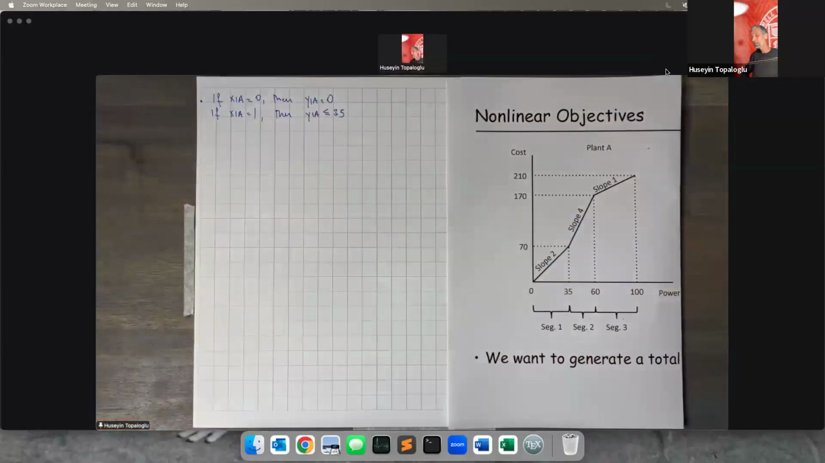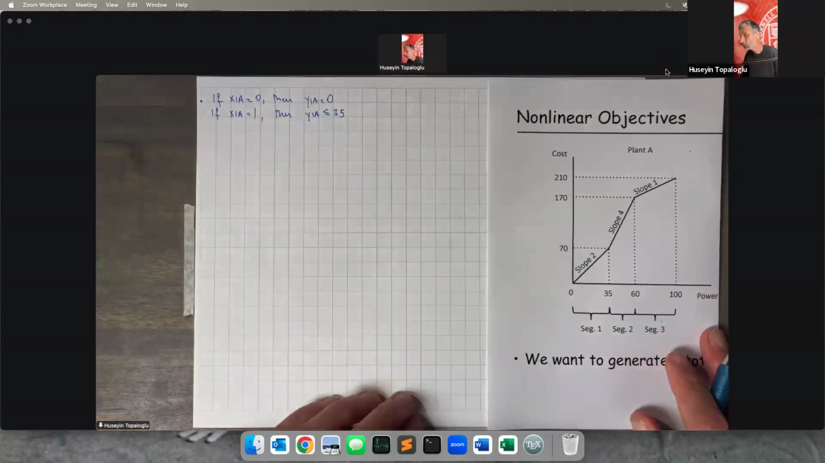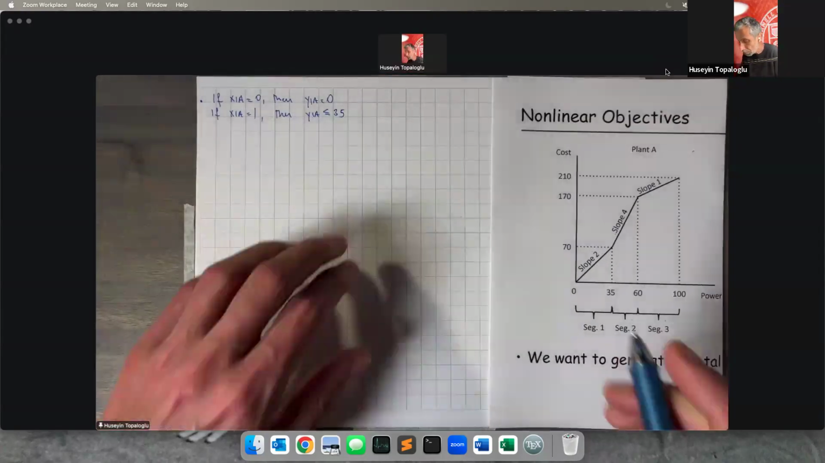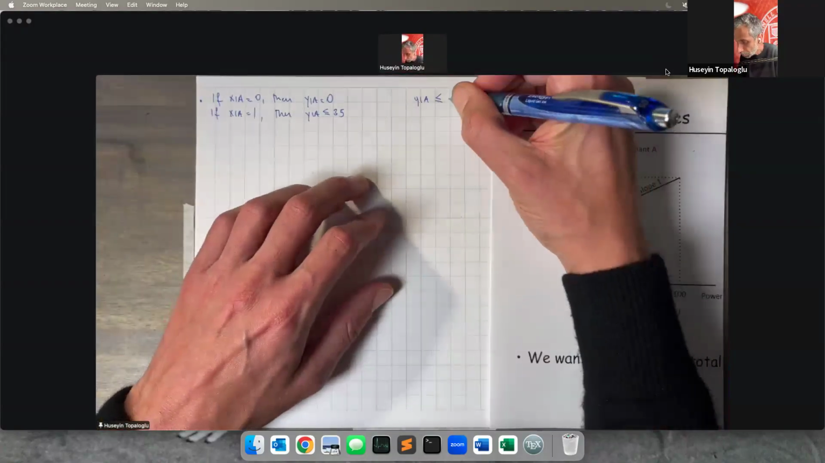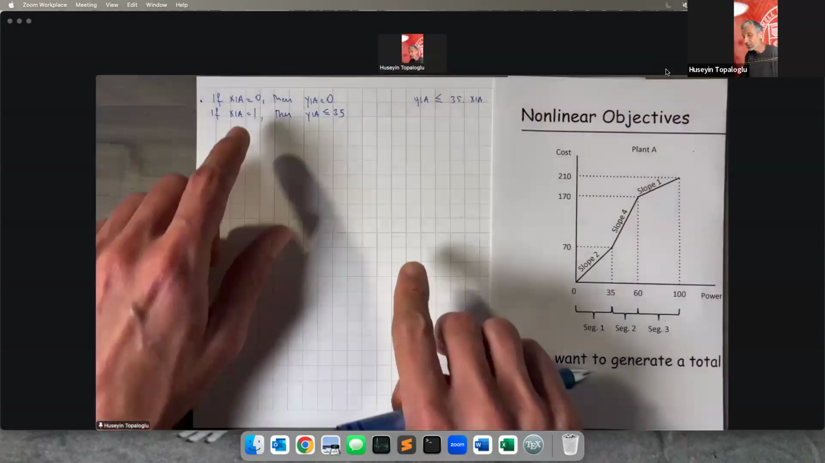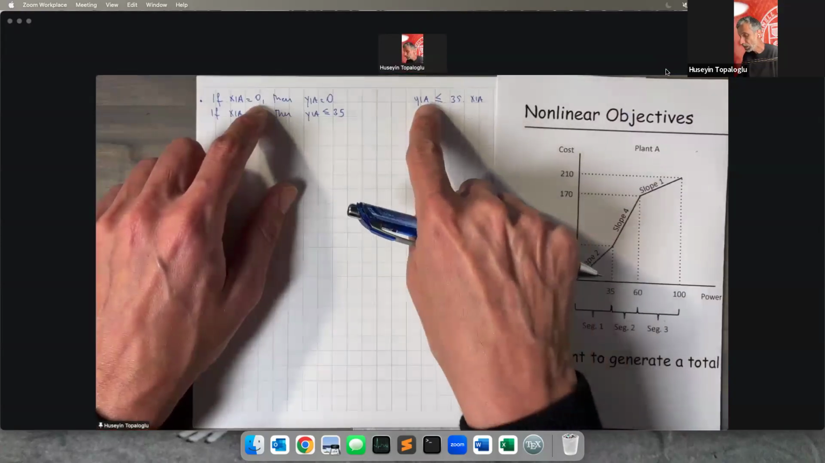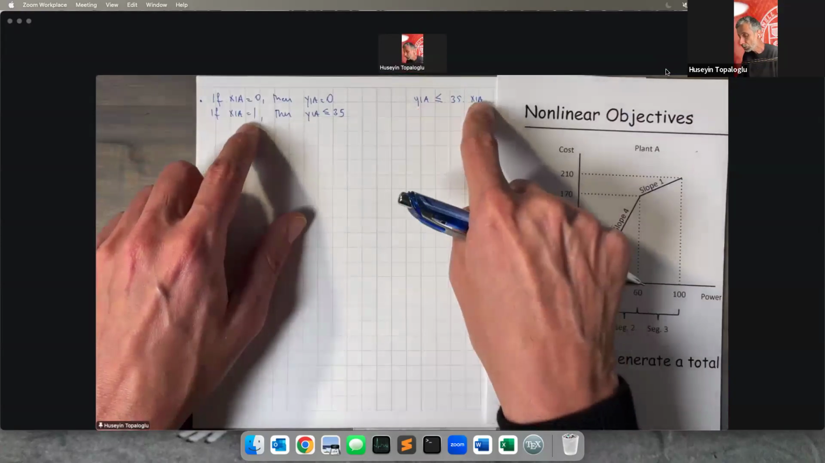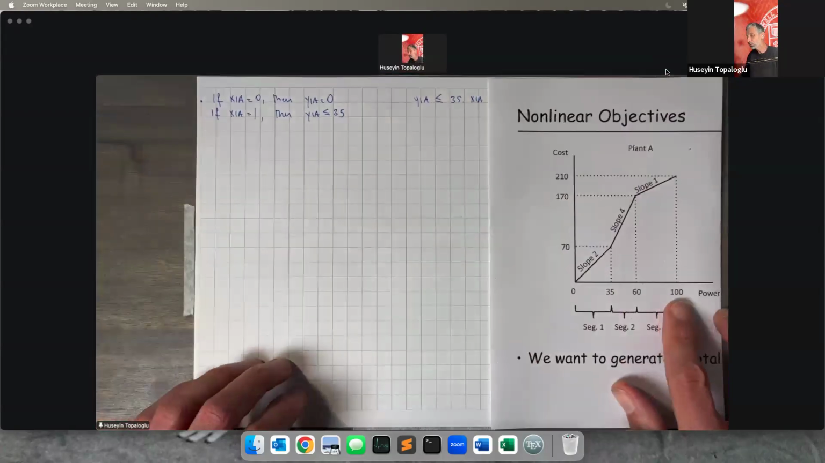Good. So now to utilize this relationship, we're going to use a constraint that says the following: y1a is less than or equal to 35 times x1a. If x1 is equal to 0, the right-hand side of this constraint is going to snap to 0. That's going to force y1a to 0. If x1 is equal to 1, the right-hand side is going to be 35, and then we're going to ensure that y1a is less than or equal to 35.